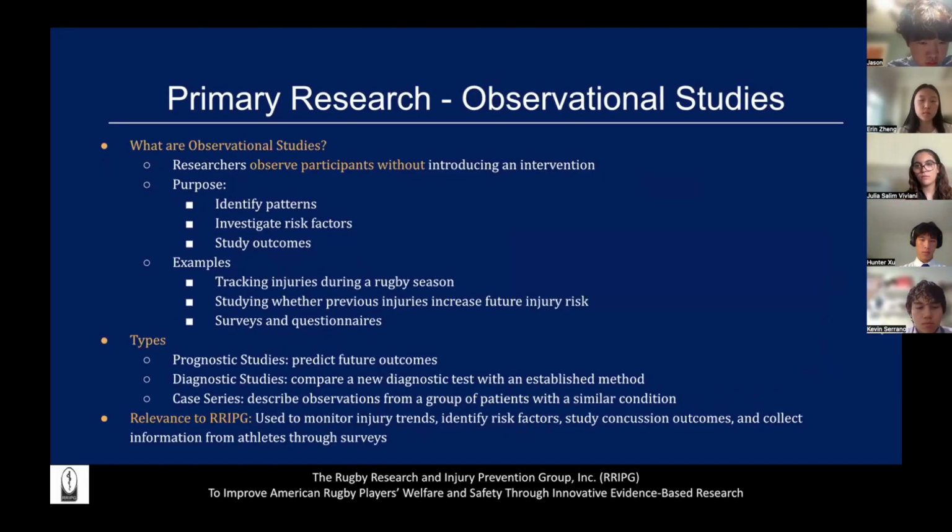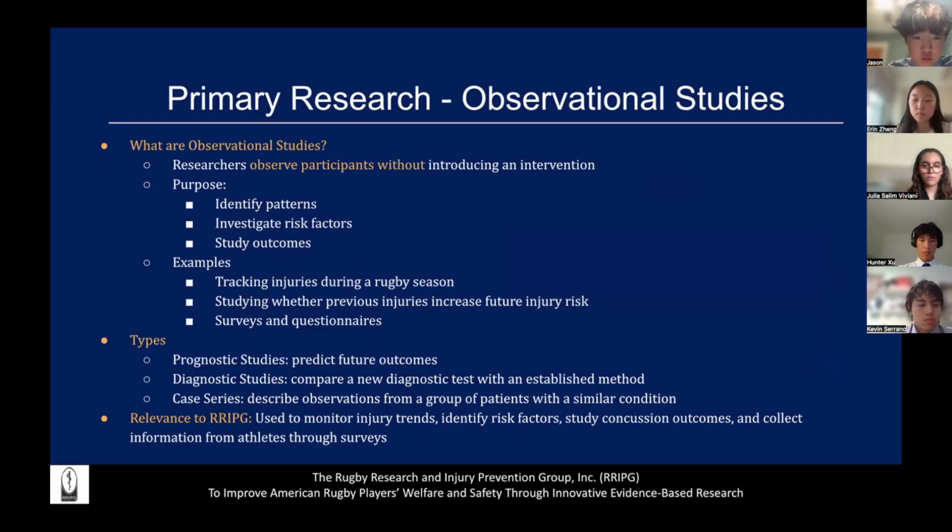The last primary research type that I will go over is observational studies, and this involves observing participants without using intervention. The purpose of this is to identify patterns, investigate risk factors, and study outcomes.